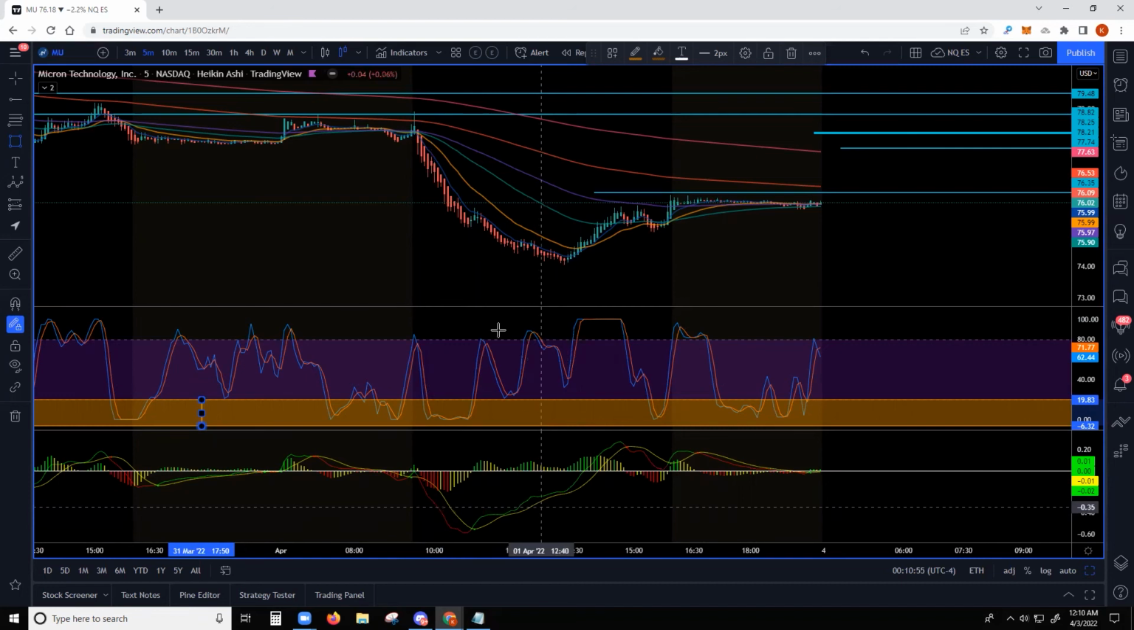So as it's flowing up, you're just starting to scale out. If I bought 10 contracts on MU, you're going to sell 50% here at this reversal. It comes back down, a little bit greens up, you're going to sell 2 more.